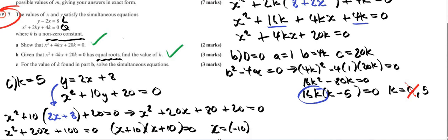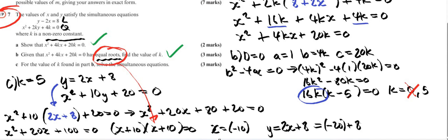Now, it's important. Remember at the beginning, it says it has equal roots. So what do we have? One single root. Okay, now, if x is minus 10, we still need a y value. And we said that y was equal to 2x plus 8, which is equal to 2 times minus 10 plus 8, which is minus 20 plus 8. So y is minus 12. And that's part C taken care of. Hopefully that makes sense.